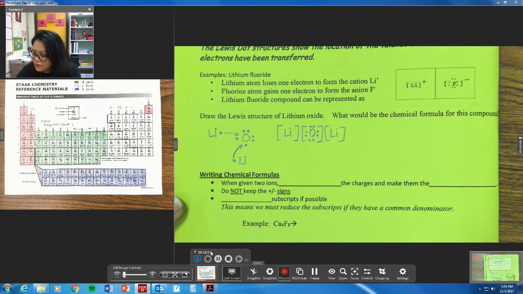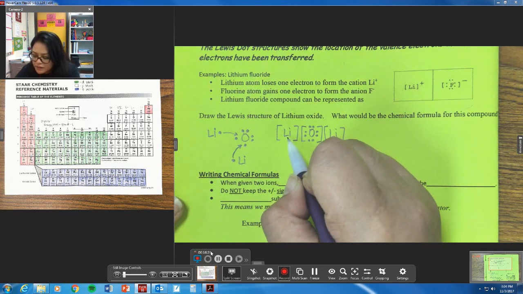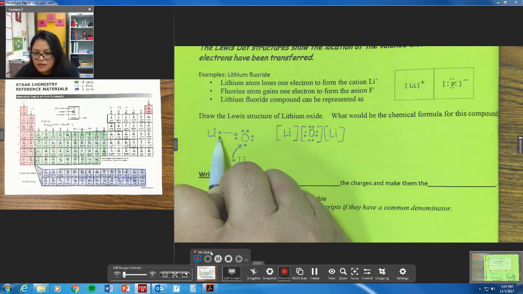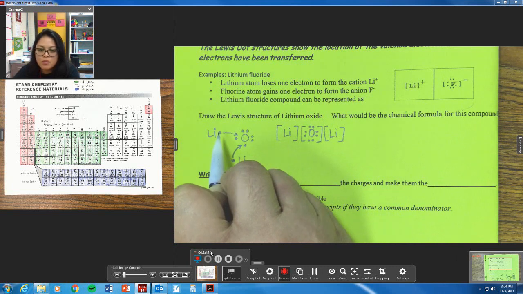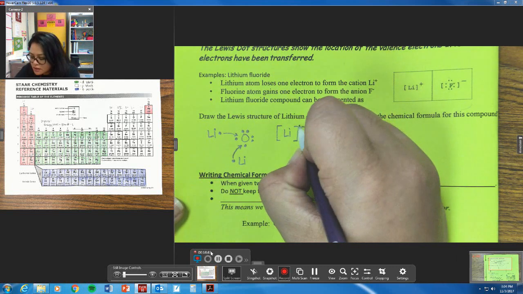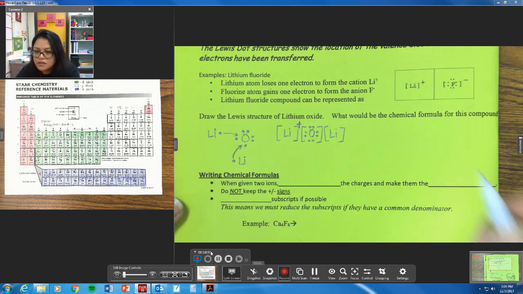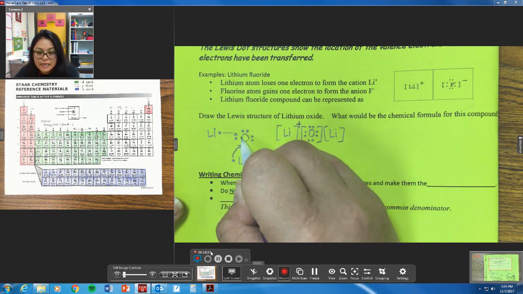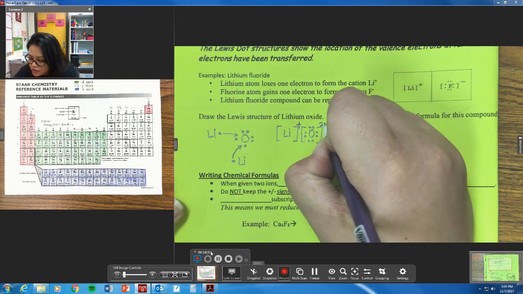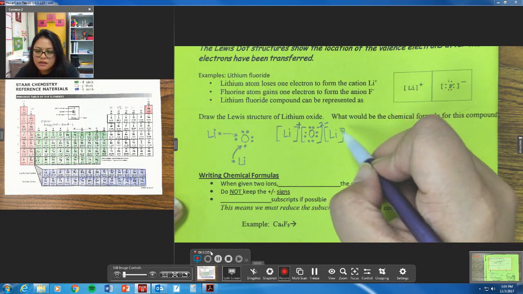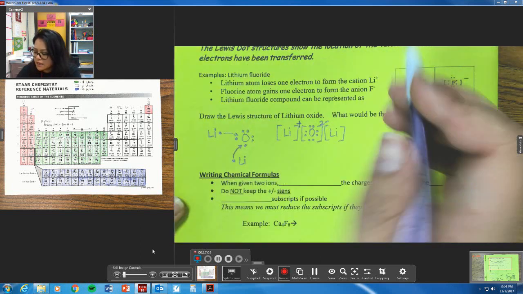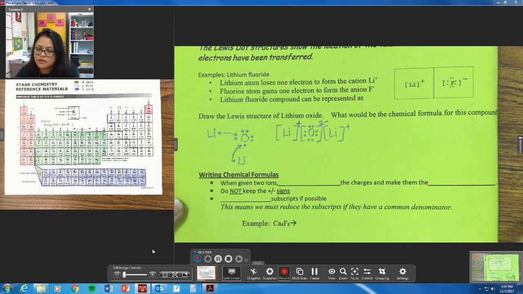Now we have to add our charges. Well, what's the oxidation number for lithium? Or the question you really should be asking is, how many electrons did lithium give up? It gave up 1. So if we're losing electrons, we're going to have a positive charge. Oxygen, how many did oxygen gain? Oxygen gained 2 electrons. And this lithium, again, gave away 1 electron.